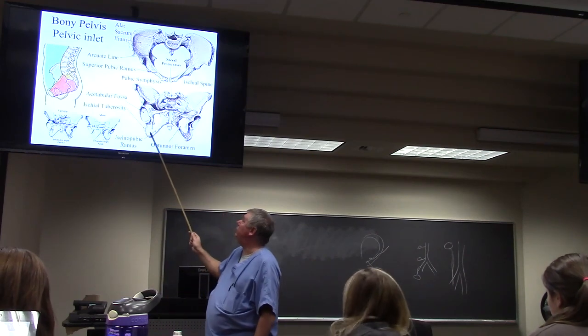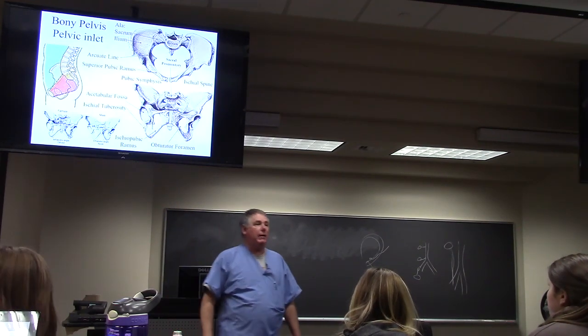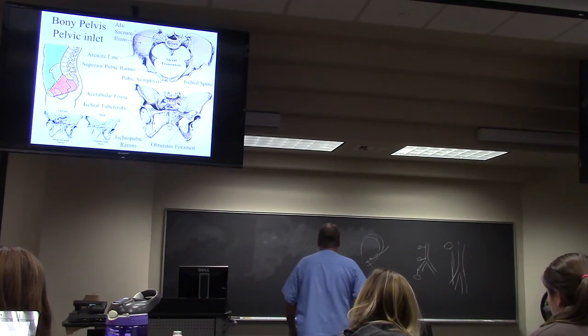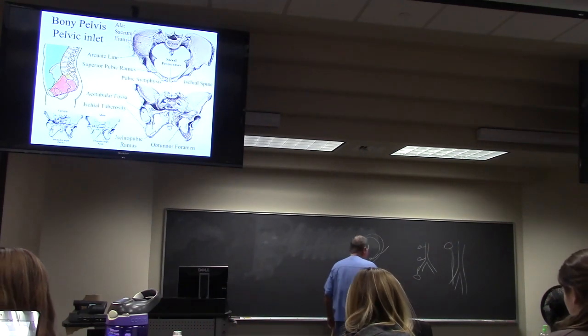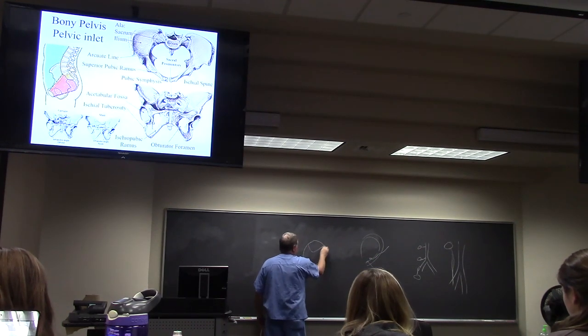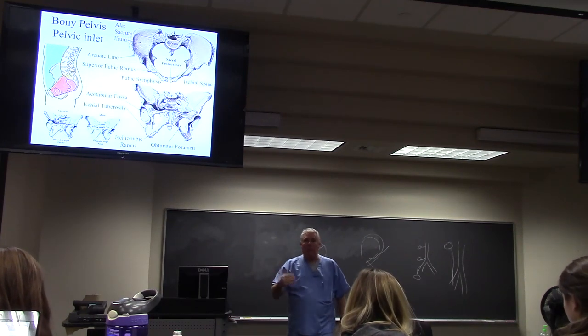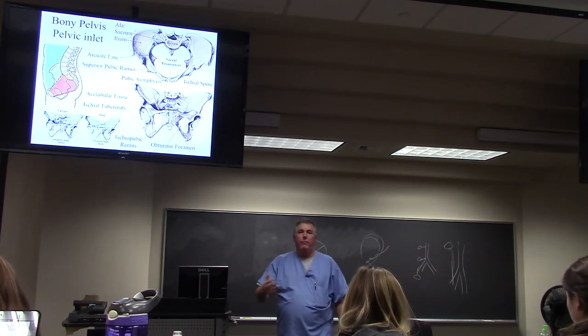All 3 of these bones, the pubic, ischium, ilium, come together to form the acetabular fossa. So if you look at a head-on view of the acetabulum, it's like that. Each of the coxal bones contributes 1/3 to form the acetabulum.